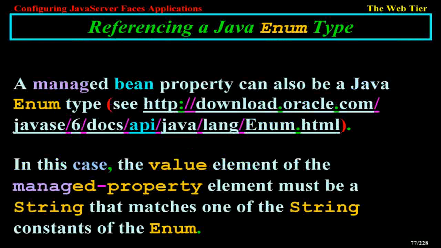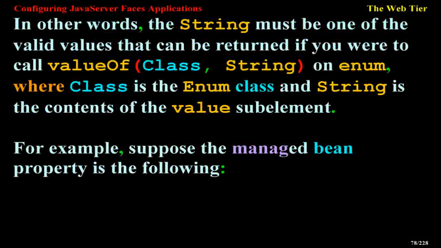Referencing a Java enum type. A managed bean property can also be a Java enum type. In this case, the value element of the managed property element must be a string that matches one of the string constants of the enum. In other words, the string must be one of the valid values that can be returned if you were to call valueOf(Class, String) on the enum, where Class is the enum class and String is the contents of the value sub-element. For example, suppose the managed bean property is the following.